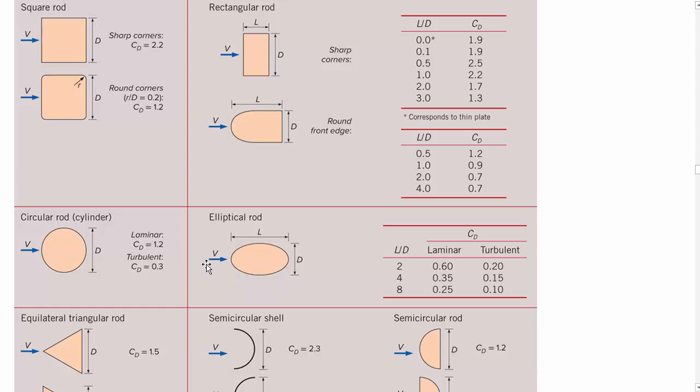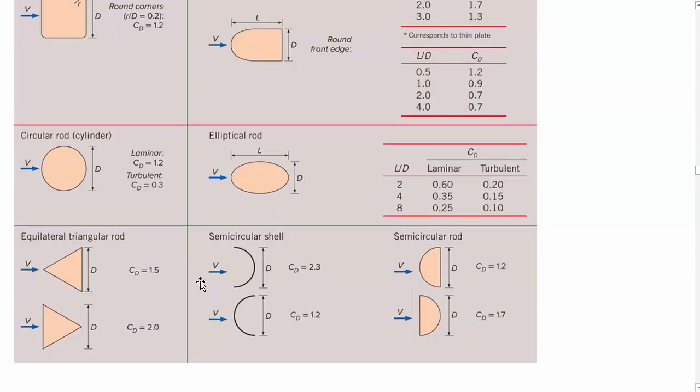This is because it causes a smoother transition, which means that less flow separation is able to happen, and we don't have as much of an effect from the difference in pressure in the wake region to the front. Looking at some other shapes, equilateral triangular rod, depending on if it's going into the flow or going against it like this, we have a different drag coefficient. And a semicircular shell, these ones are not hemispheres, they go out of the page like that. If it's hollow versus filled, you have differences in drag coefficient as shown.